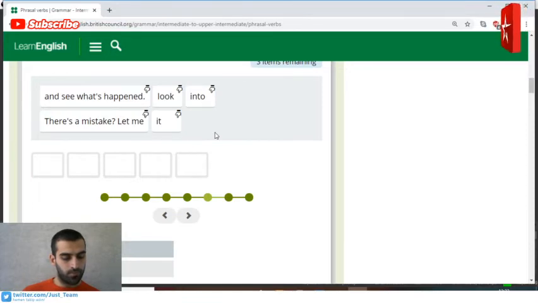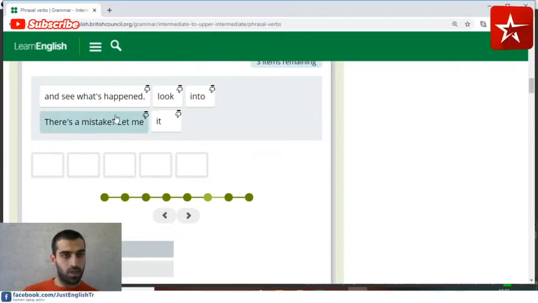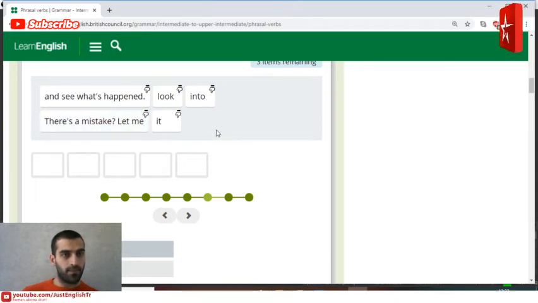Azima, can you write the beginning of the sentence, please? Sorry, can I ask you something? Bushra wants to ask me something. Yes, Bushra, you can ask, no problem. If you have any question, you can write your question down. Okay, and let's wait. Let's make this sentence. There's a mistake. Let me.